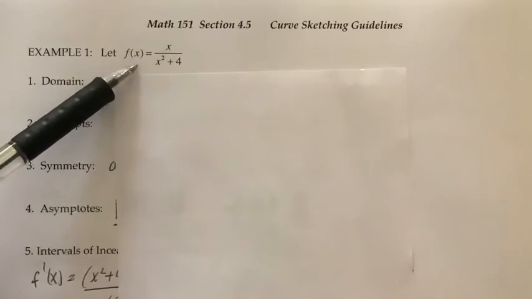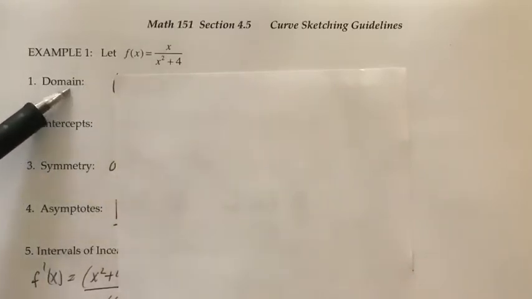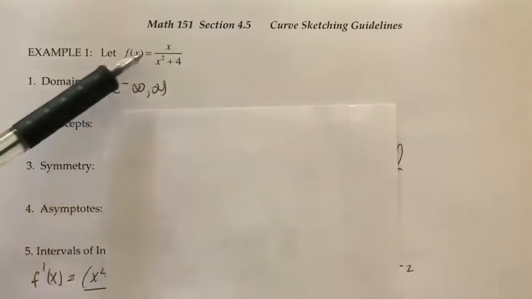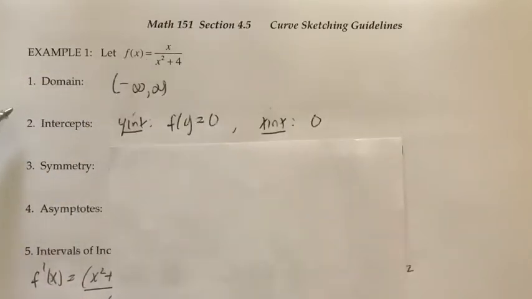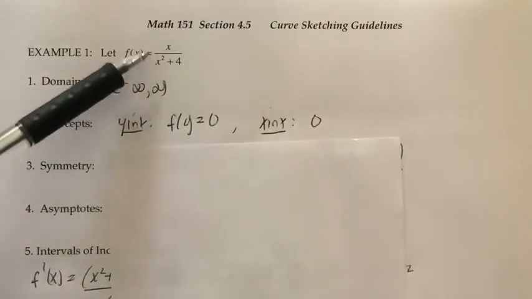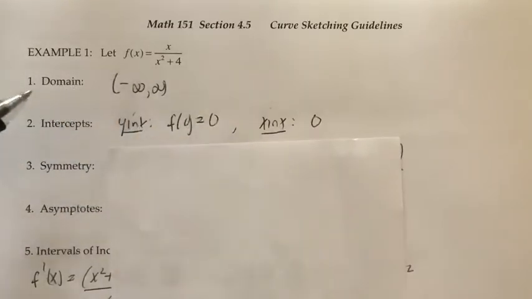All right, this is a rational function. What is the domain? The domain would be all real numbers, correct? Because the bottom's never 0. The intercepts, the x and y intercepts. The y-intercept is f of 0, which is 0, and the x-intercept is also 0.